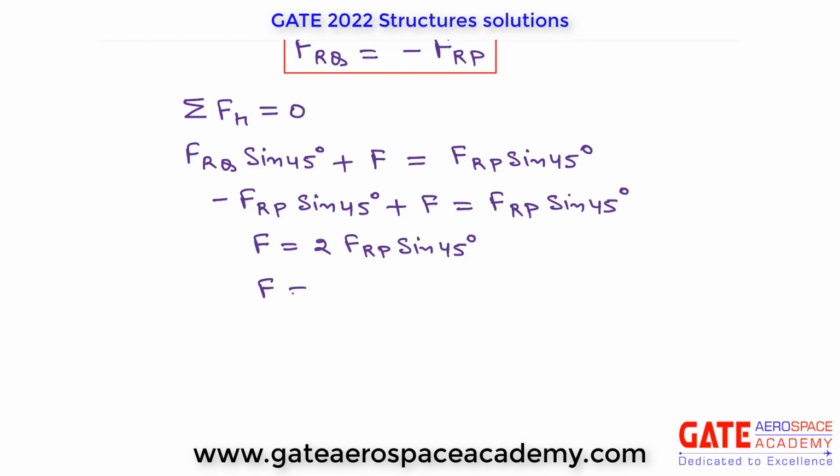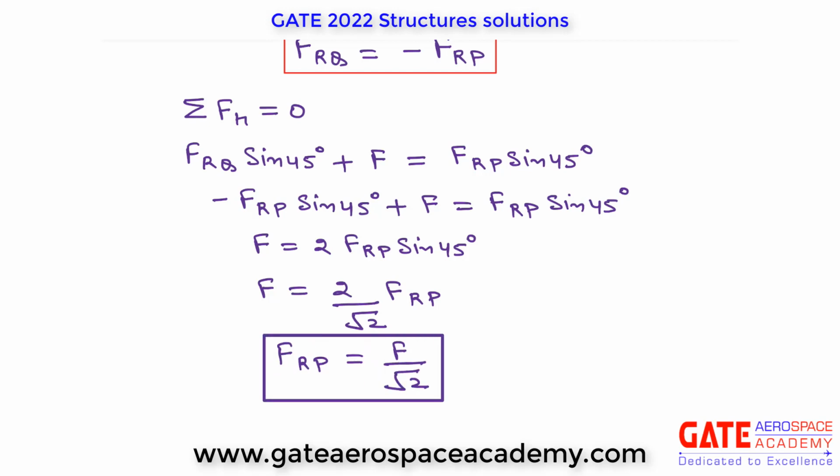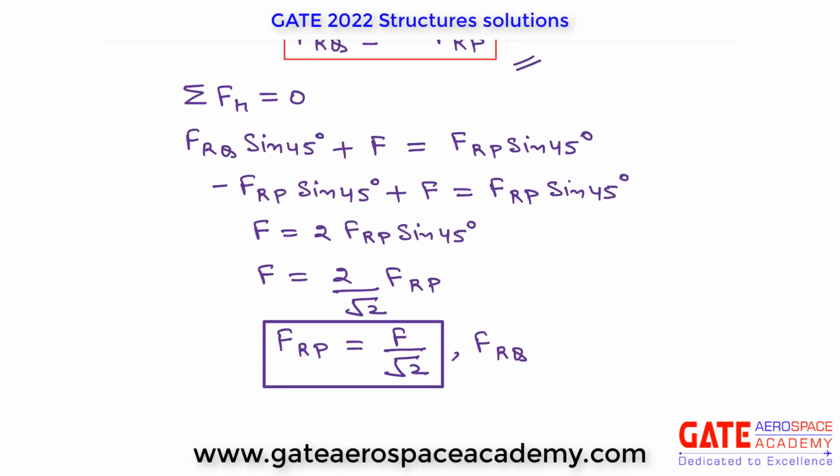So F is equal to 2 by root 2 FRP. So force in the RP member is equal to F by root 2. What about force in RQ? That will be negative of FRP, so minus F by under root 2.